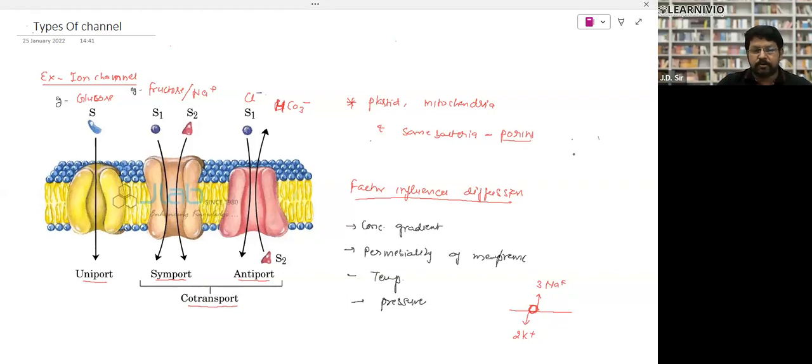Please make this diagram right now. Make this diagram right now. And the heading is types of channel.